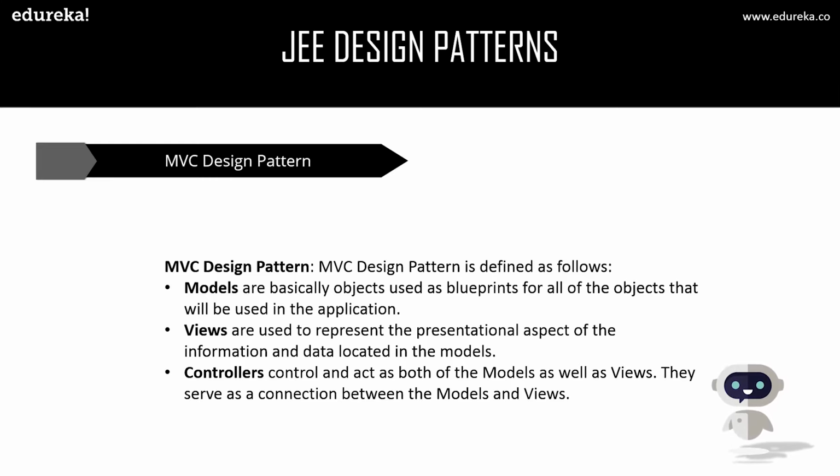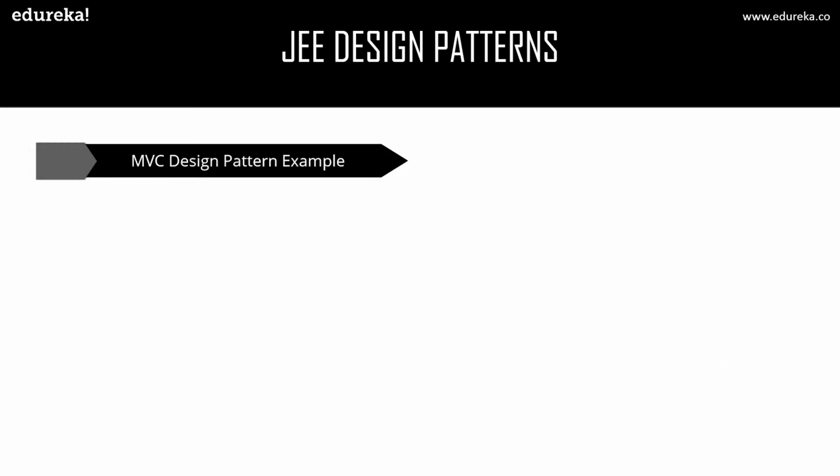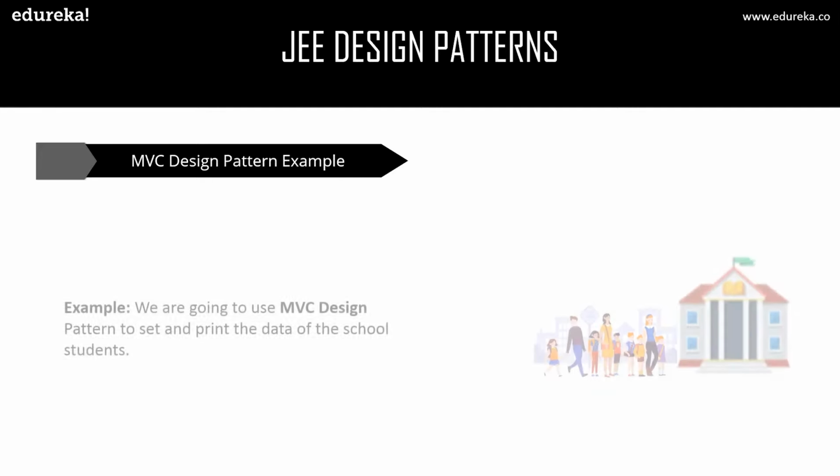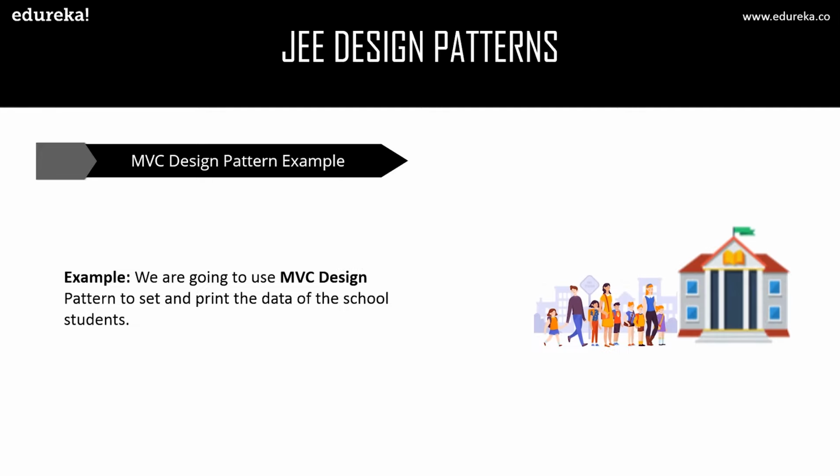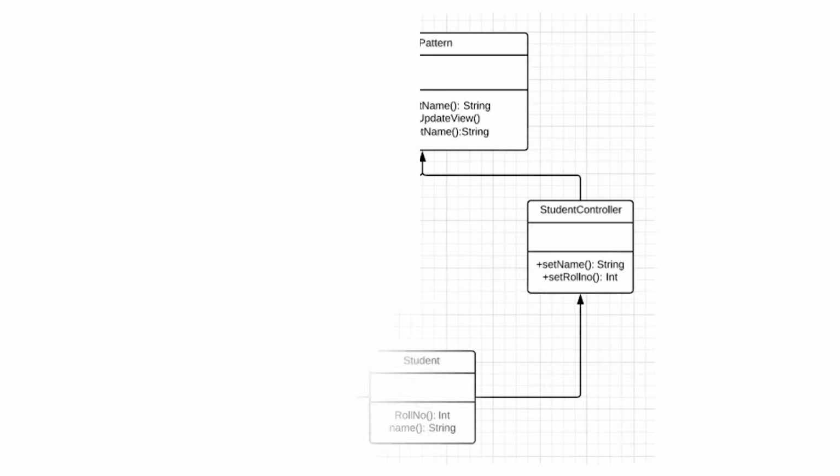Controllers are capable to instantiate, update, and delete models. They load them with information and then send the data to the views to present them to the end user. The major advantage of MVC Design Pattern is it supports multiple views of a particular model. Let us deal with an example to understand MVC Design Pattern in a better way. We are going to use the MVC Design Pattern to set and print the data of the students of a particular school. So the UML diagram for this particular example is as follows.